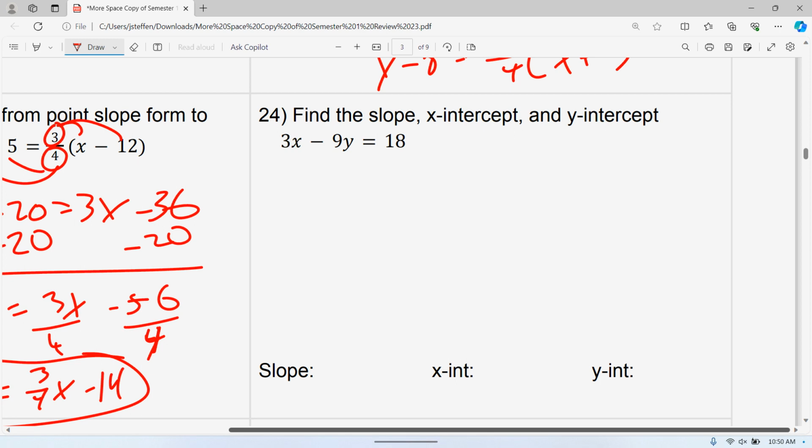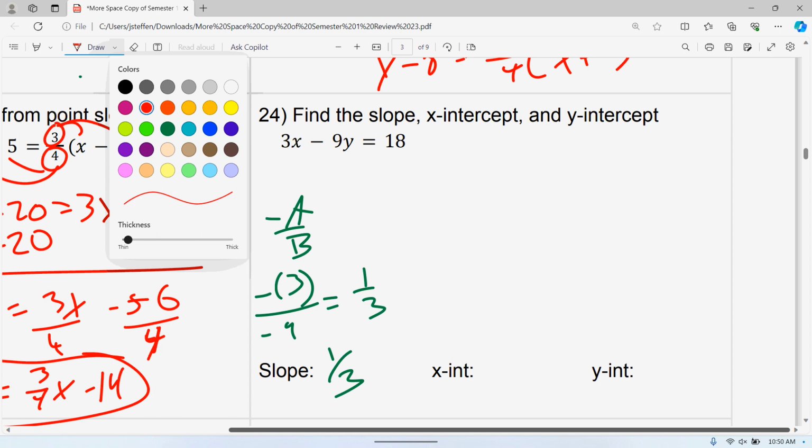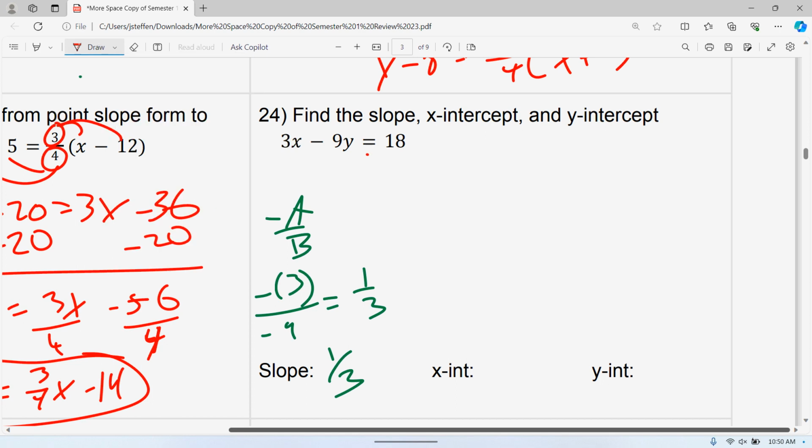Find the slope, x-intercept, and y-intercept. So the slope is that formula I told you earlier, negative a over b. So negative 3 over negative 9 is 1/3. The next one, remember, finding your x-intercept, you cover up y. So all you have left is 3x is equal to 18. Divide both sides by 3, I get 6.